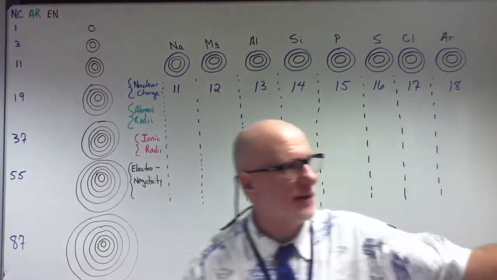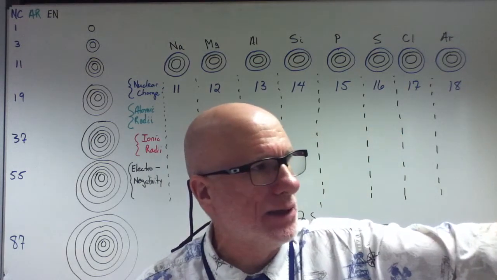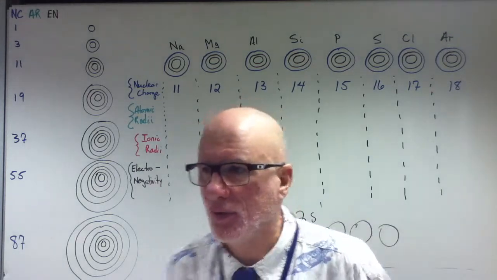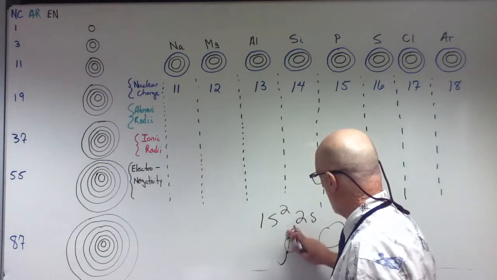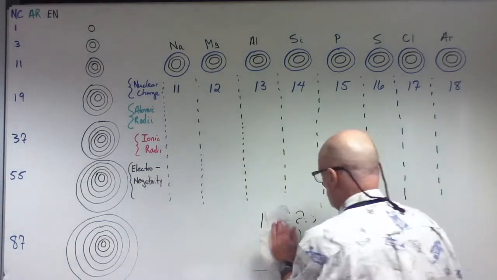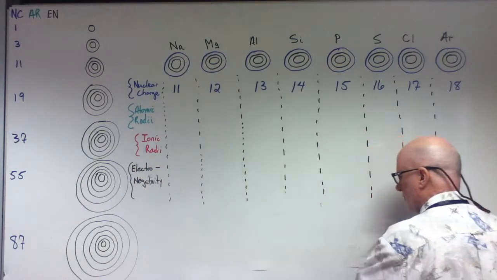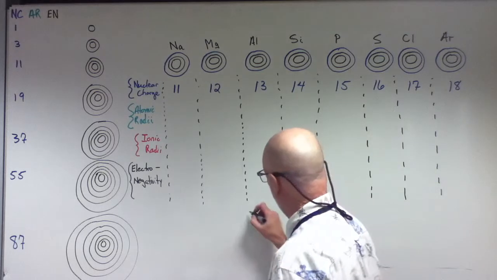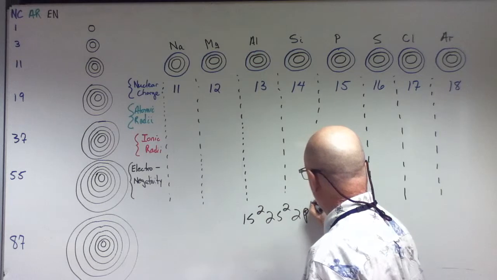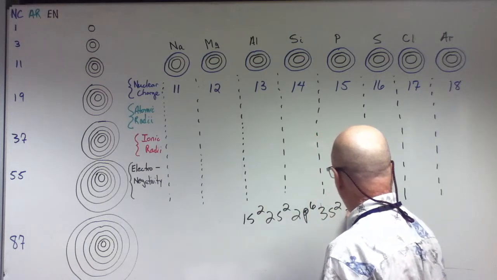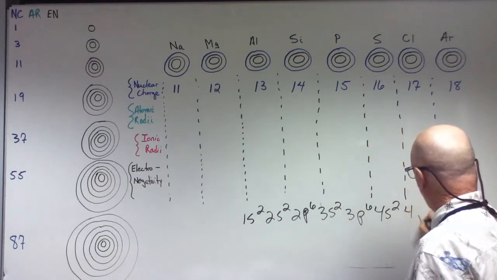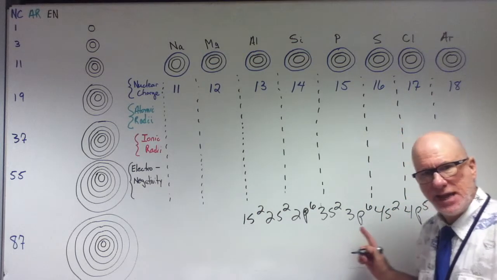If I do something like bromine, it's going to be 4p5. Can you see this? Am I on the screen? Yes. Okay, so I have 1s2, 2s2, 2p6, 3s2, 3p6, 4s2, 4p5, right? You see that?